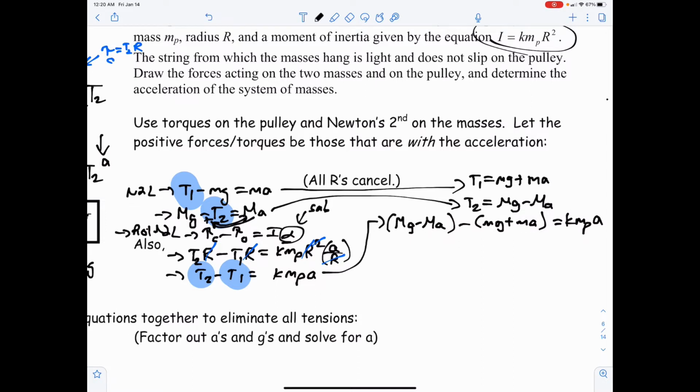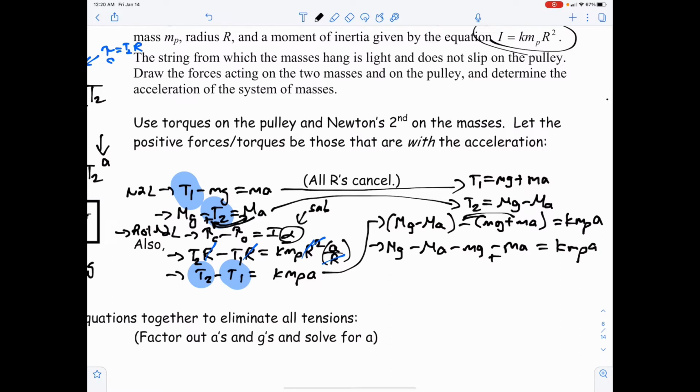So here's what I'm thinking. We don't really need the parentheses so much anymore. Oh yeah, we do. We need to distribute the negative on that second one. So let's rewrite this one more time. Big Mg minus big Ma minus little mg minus little ma. And that's equal to K M_p A.